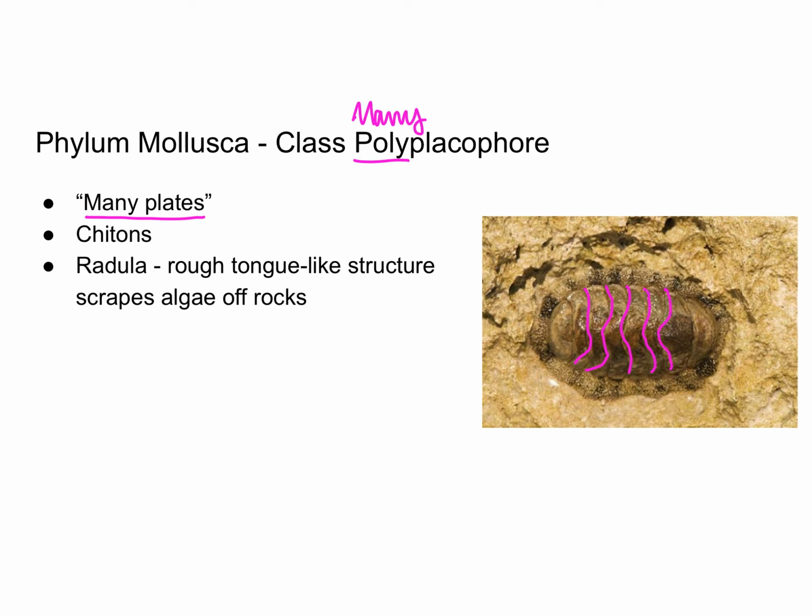And these are animals known as chitons. And you can see it in the picture here. It's kind of all camouflaged, but it's this thing here. One distinguishing feature is that they have a radula. A radula is this rough textured, tongue-like structure that helps them to scrape algae off of rocks, and that's what they eat.